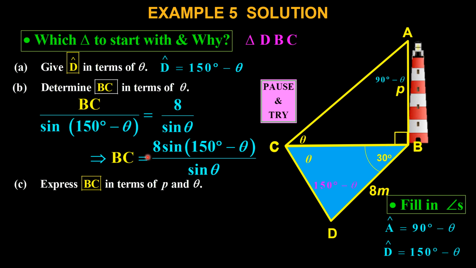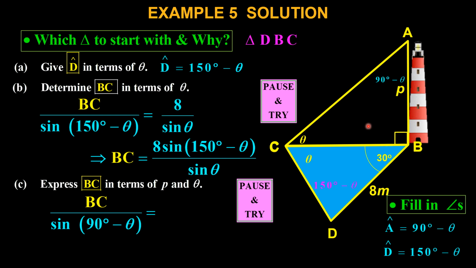Now the next question is, we also want to work out BC, but now we want it using the P and the theta. That means I must use this triangle, right? Again, I can use my sine rule. So work out BC, pause it, and you try it.